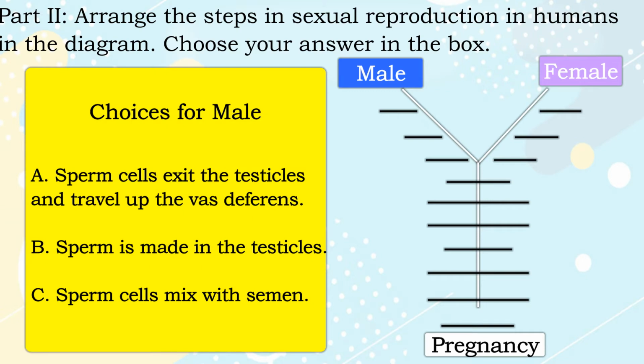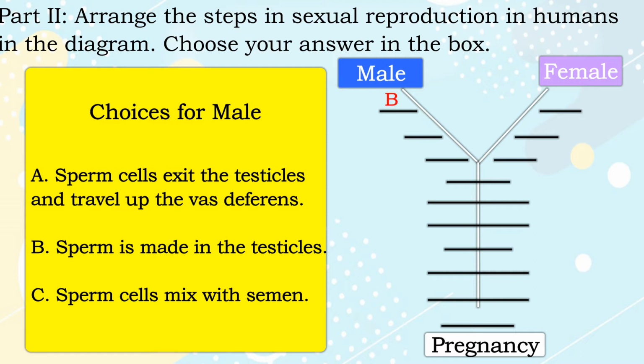Let's start with male. So there are 3 choices for male. For letter A, sperm cells exit the testicles and travel up the vas deferens. For letter B, sperm is made in the testicles. And last letter C, sperm cells mix with semen. So what would be the first step? The first step is letter B.